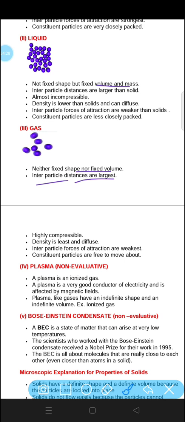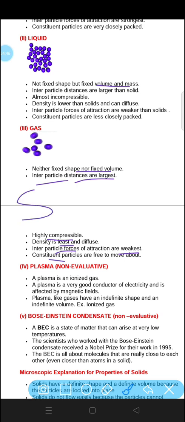In case of liquid, it was much better than solids, but here the distance is largest. They are highly compressible. Density is least and they can diffuse. Interparticle forces of attraction are weakest, and constituent particles are free to move about.